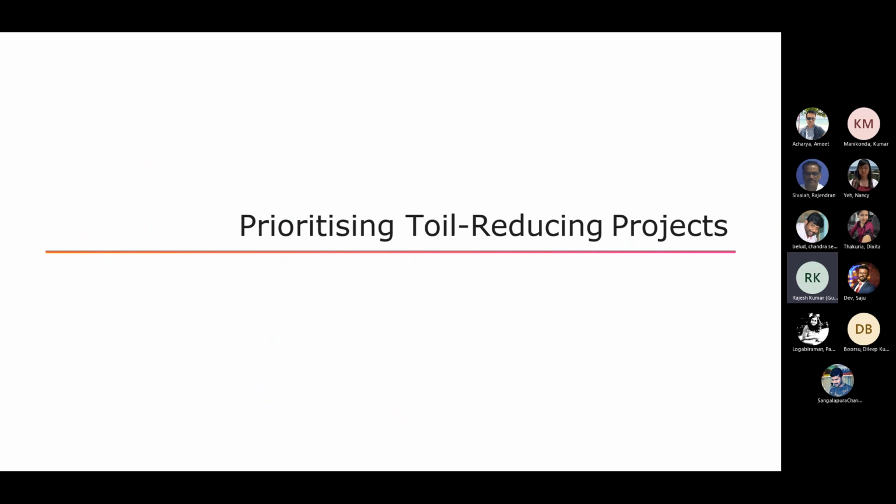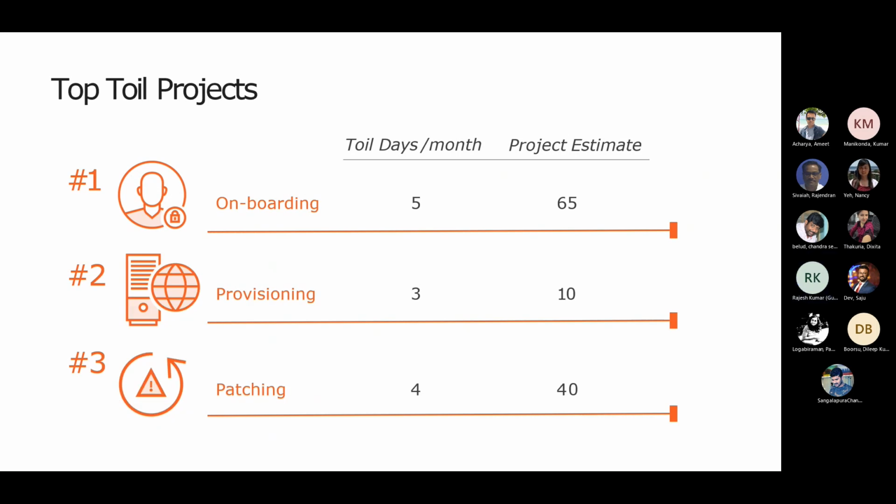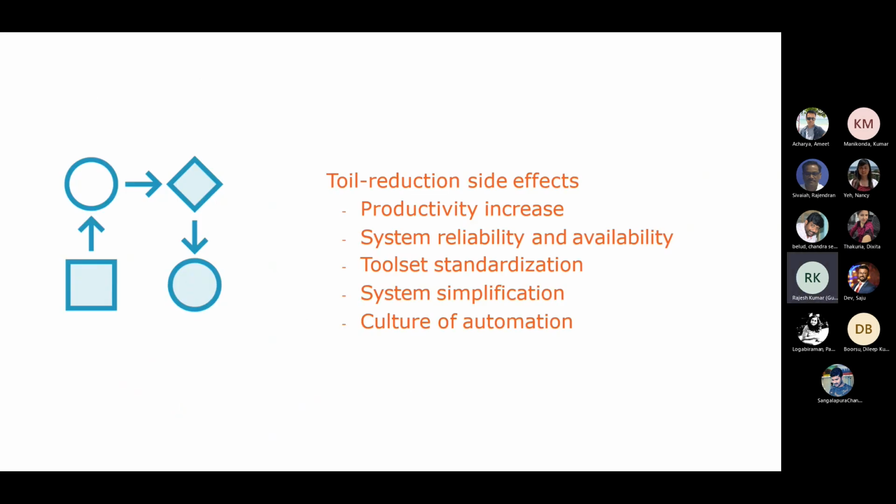So yes, prioritize. Right now, these are the priorities we identified: the same issues, onboarding issues, patching issues, and provisioning issues. For that we decided, okay, 12 days is a 5-times project. If you want to automate it, it will take 65 days. Patching 40 days, provisioning 10 days. So you can prioritize which is important for you, and which one you should focus on. This is how you have to do it.